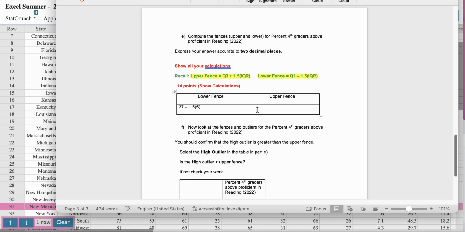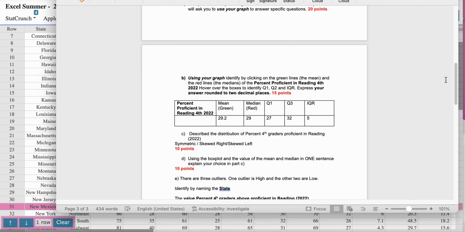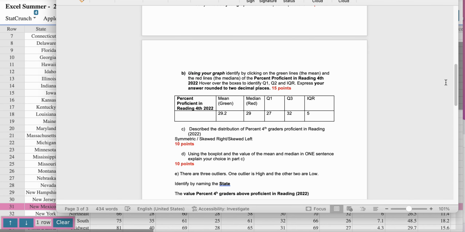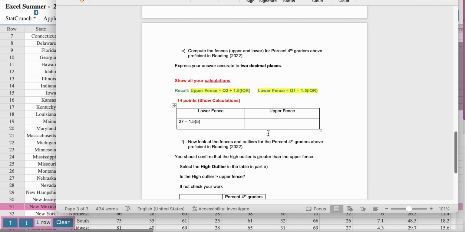And what about the upper fence? It's going to be Q3, 32, plus 1.5 times the IQR. Having graded many assignments, sometimes people make this a plus and this a minus, so beware of that.